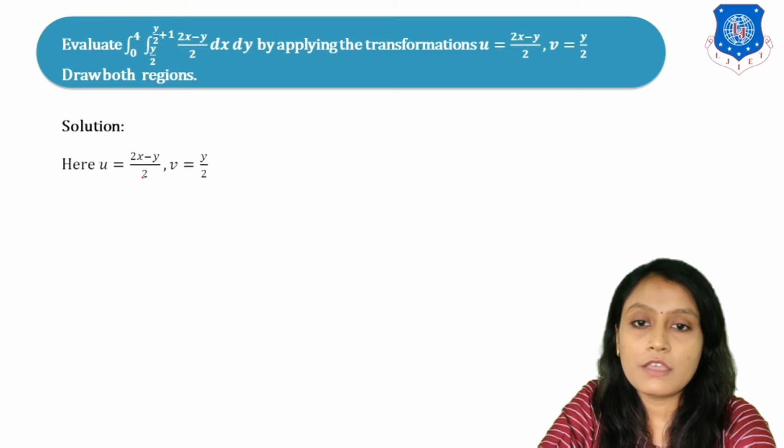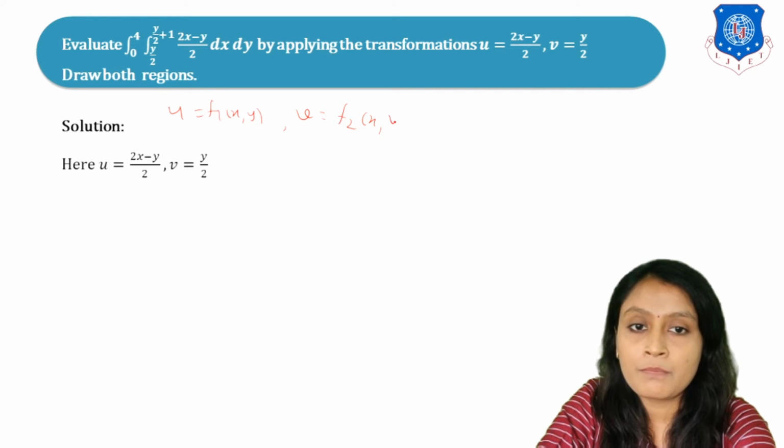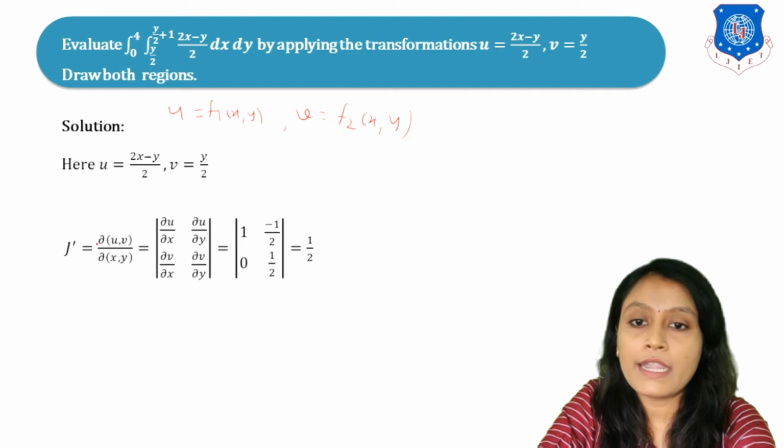Here u is given, that is (2x - y)/2, and v is given, that is y/2. So here u is given as a function of xy and v is also given as a function of xy. So here we have to find J dash, and it is given by the formula del(u,v) upon del(x,y), which can be expressed as the determinant with del u by del x, del u by del y, del v by del x, del v by del y.